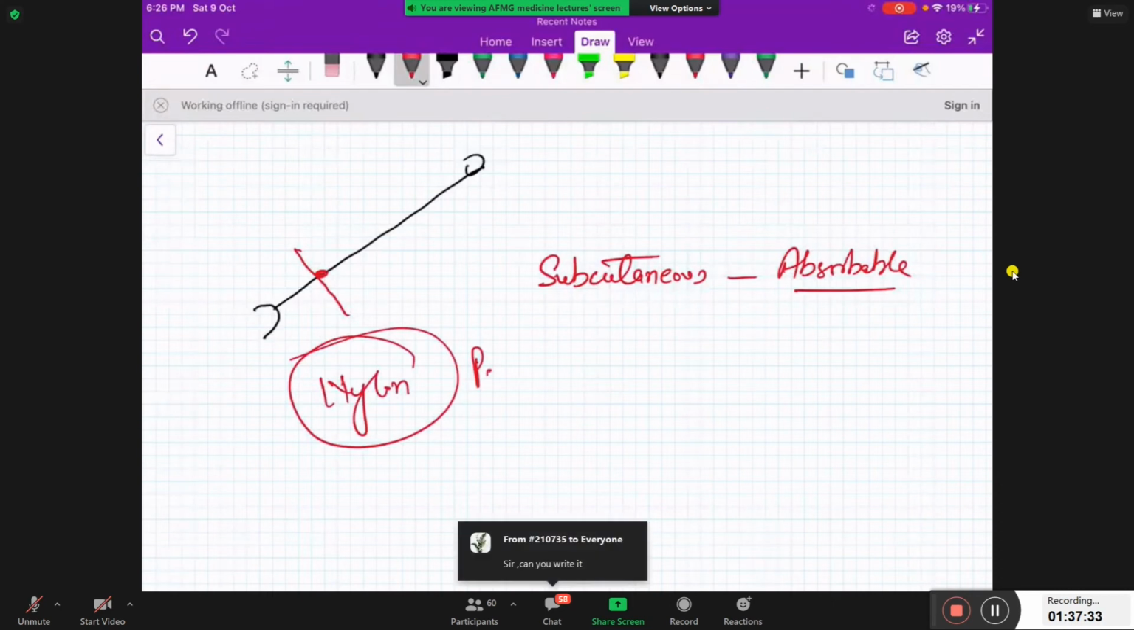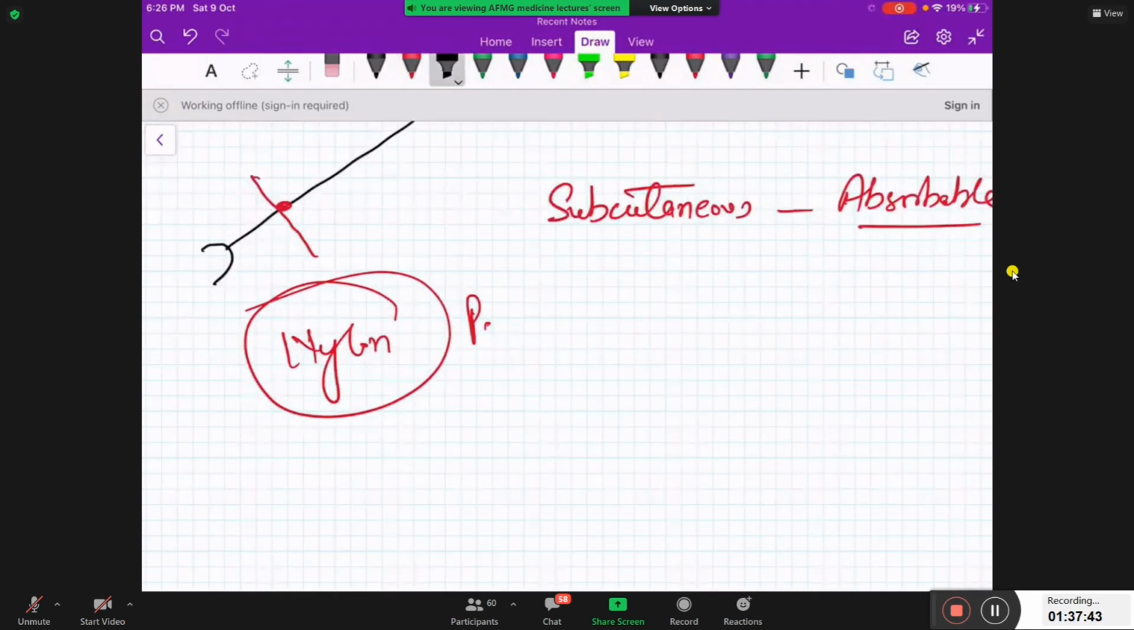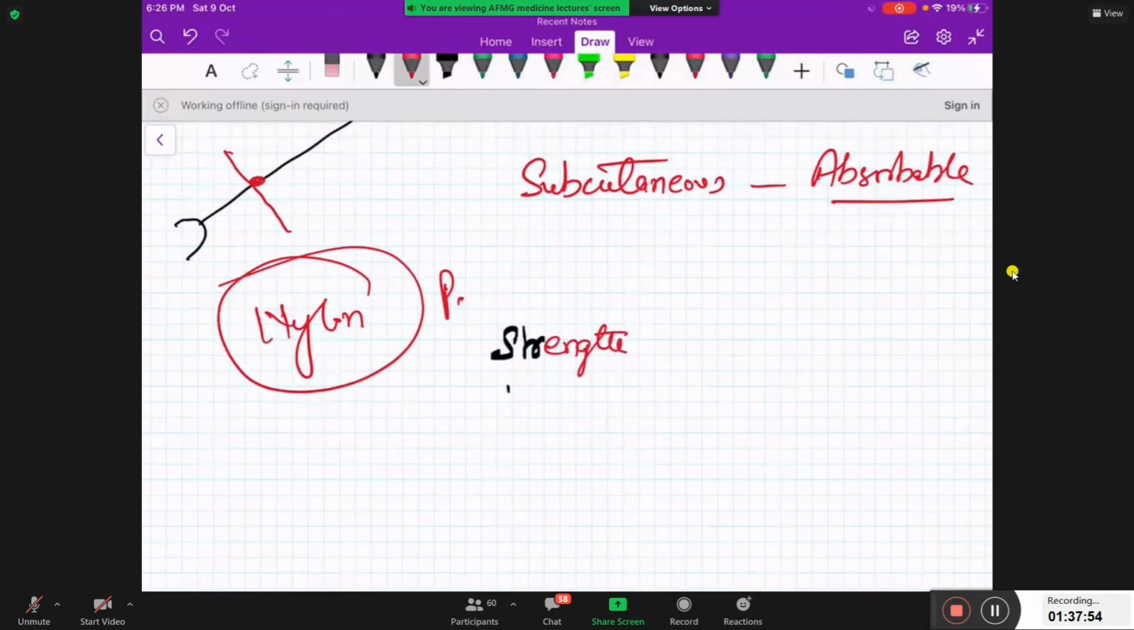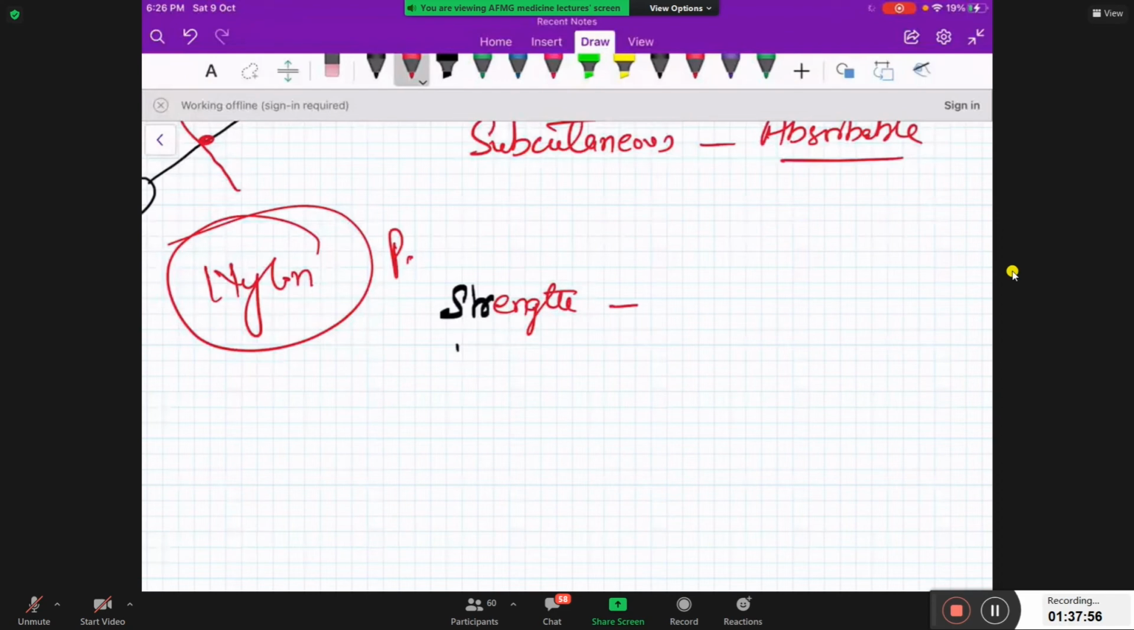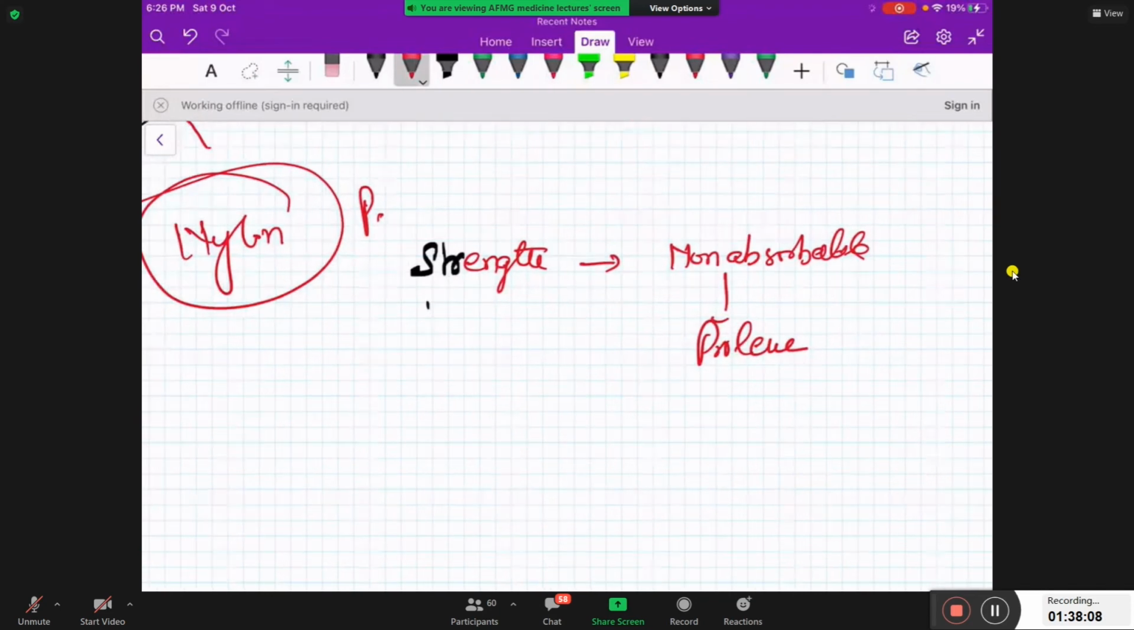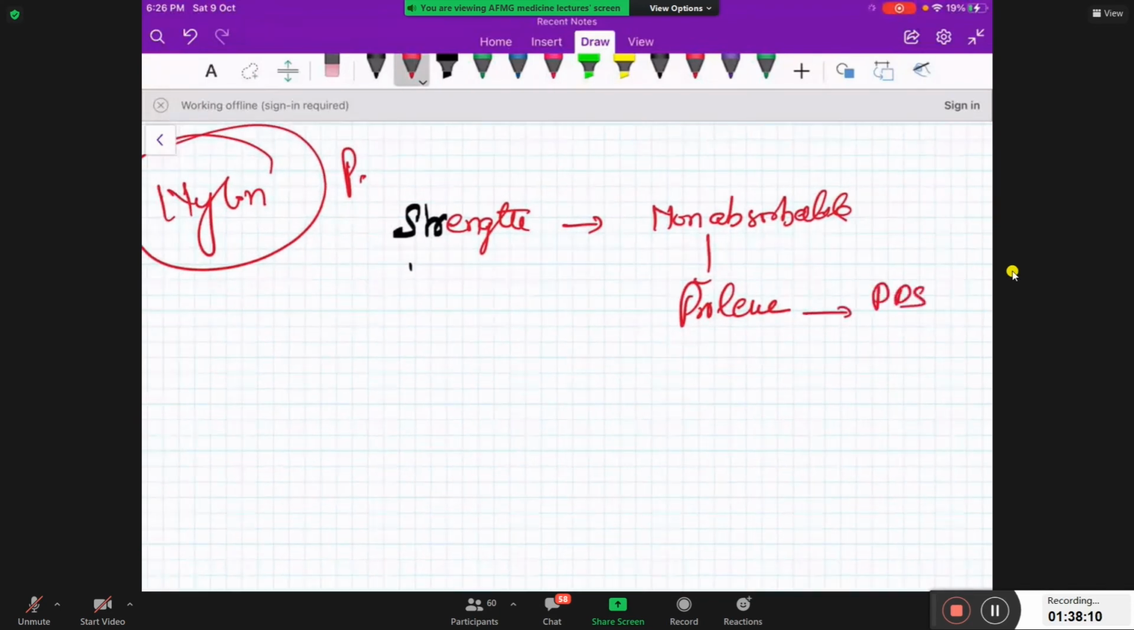Proline, agreed? What suture material? No, I can't write. So for places where you need to provide strength, I'm writing, we will use non-absorbable suture, preferably Prolene. We can use PDS also, but preferred is Prolene.